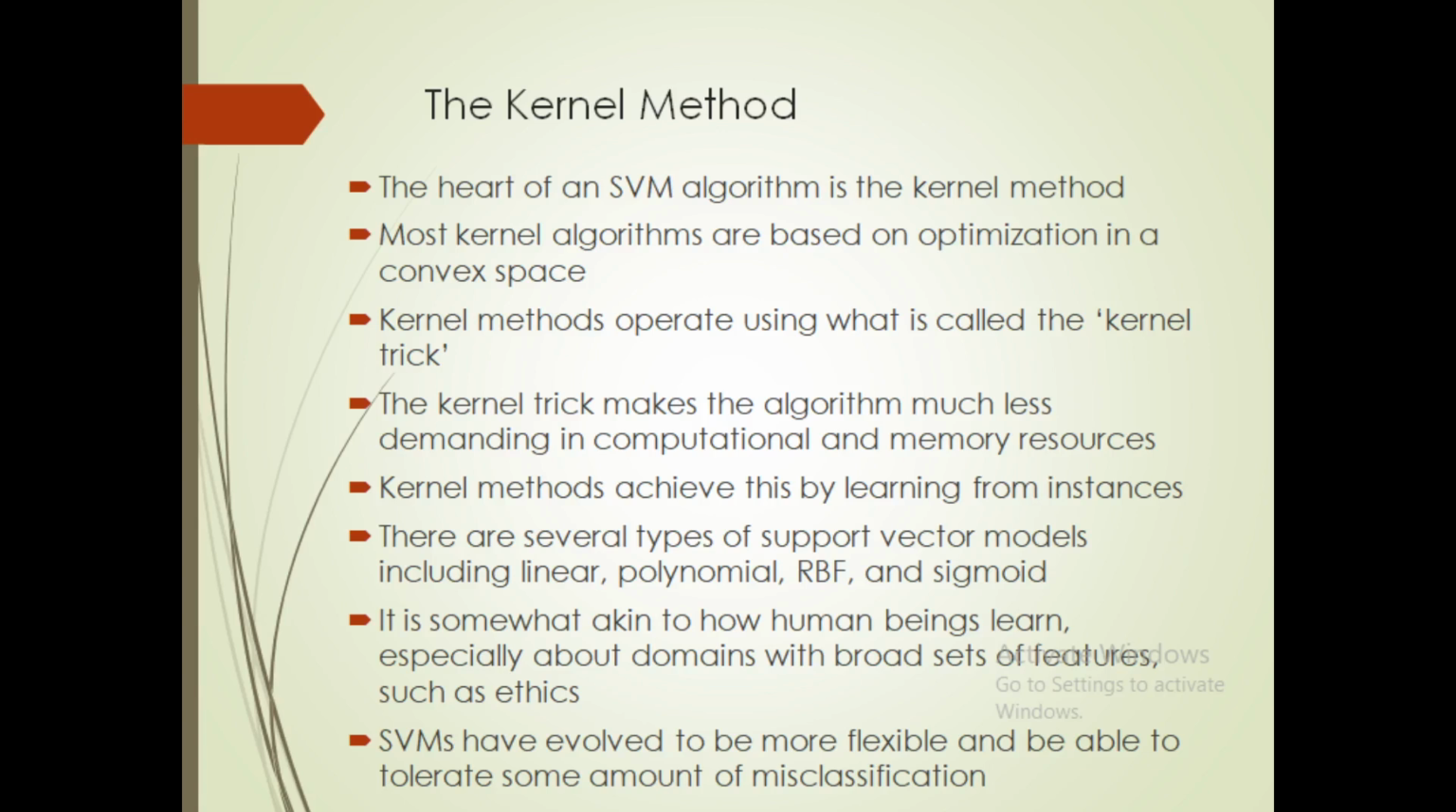Kernel stands for the core or the germ in the fruit. It's like the core in a fruit. Kernel methods operate using what is called the kernel trick. The kernel trick involves computing and working with the inner products of only the relevant pairs of data in the feature space.